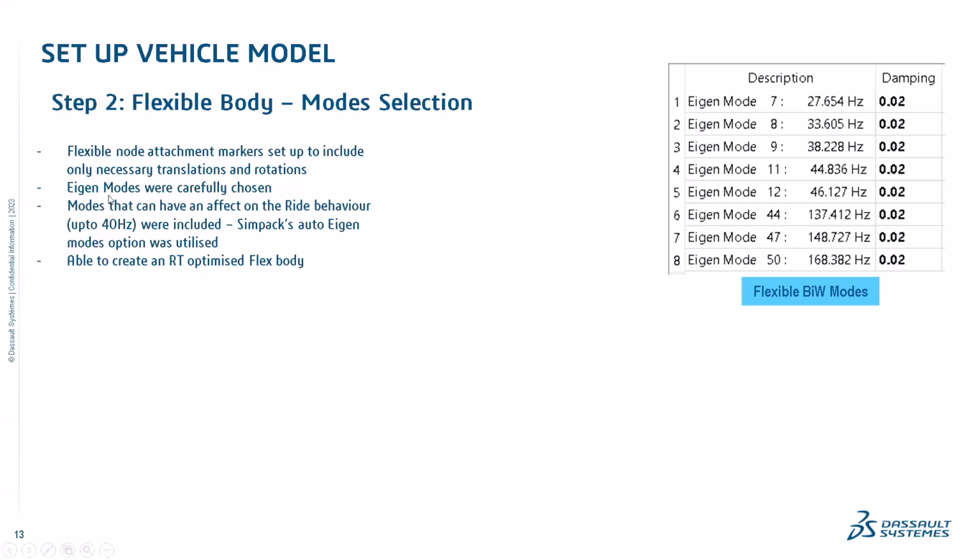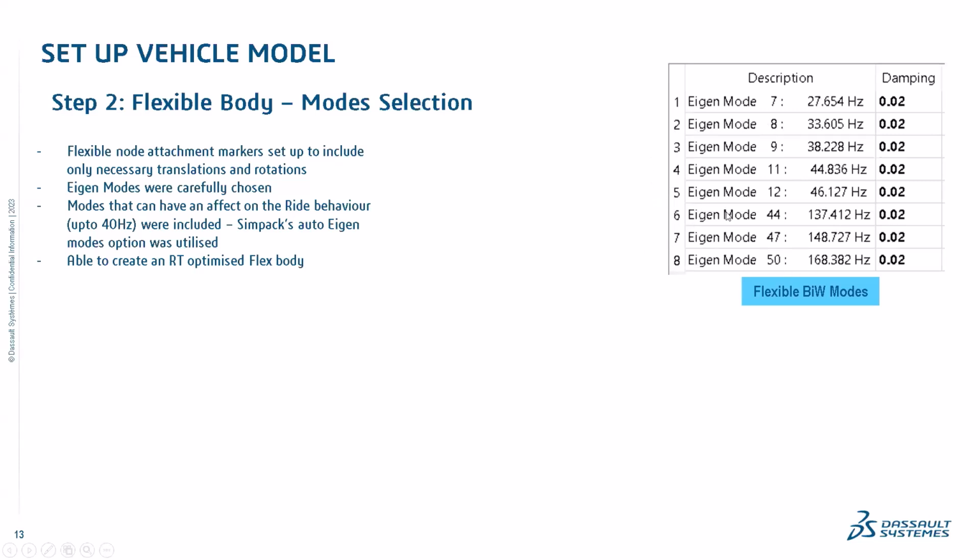Similarly for the other attachment points on the body in white, flexible markers. Eigenmodes were carefully chosen, modes that can have an effect on the ride behavior up to 40 hertz. In this case, we chose 40 hertz. I think it could have gone further than 40 hertz. Now in SimPack, we have this special feature of auto eigenmodes option, and we utilized it. SimPack could tell us whichever modes will have an influence up to 40 hertz of frequency. SimPack can calculate those, and we got this table.